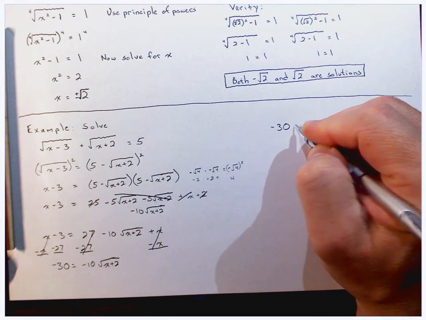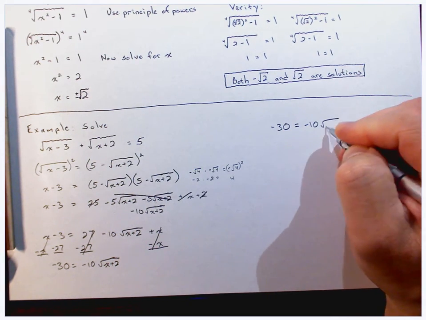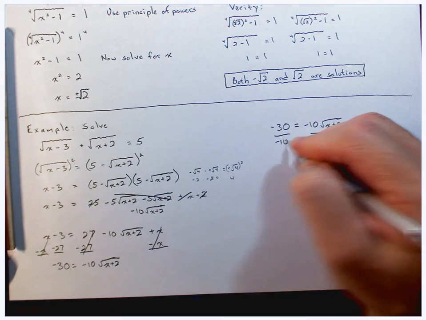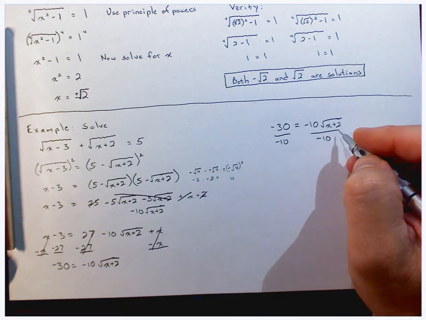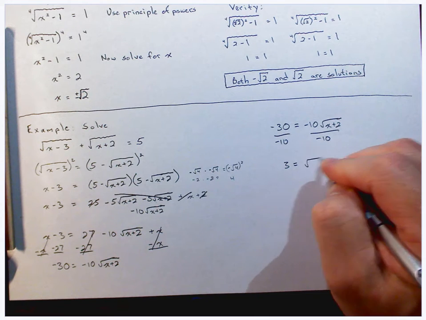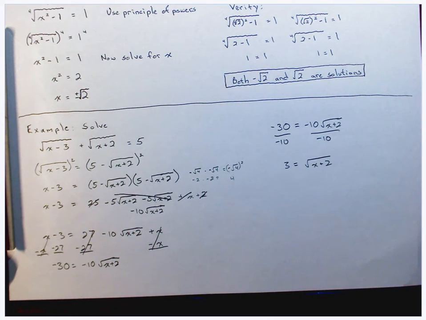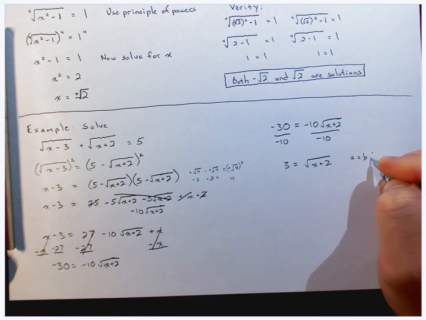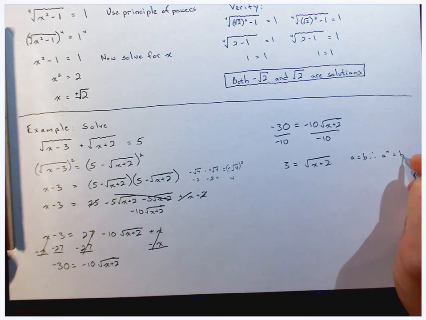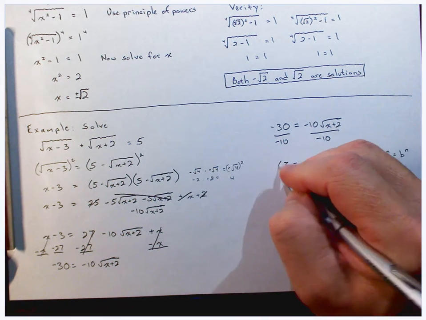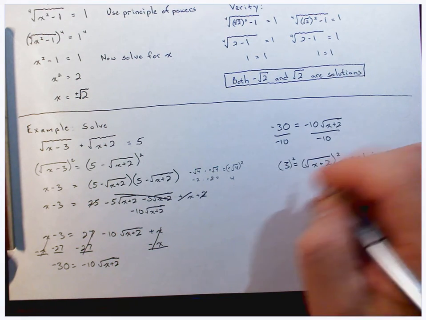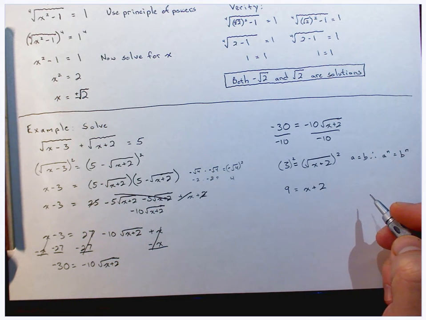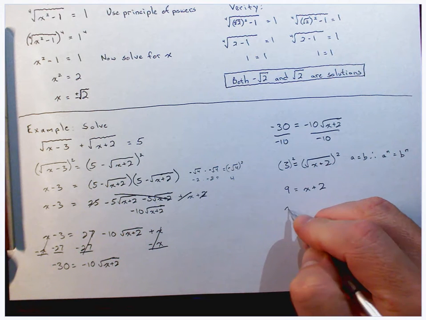A negative 30 equals a negative 10 radical x plus 2. Divide both sides by a negative 10, because again I'm trying to isolate this radical so I can square it. That becomes 3 equals the radical x plus 2. By the principle of powers, a equals b, therefore a to the nth equals b to the nth, so I'm going to square both sides. It becomes 9 equals x plus 2. x equals 7.